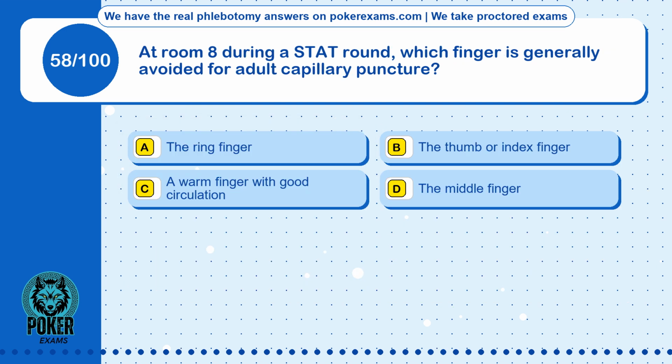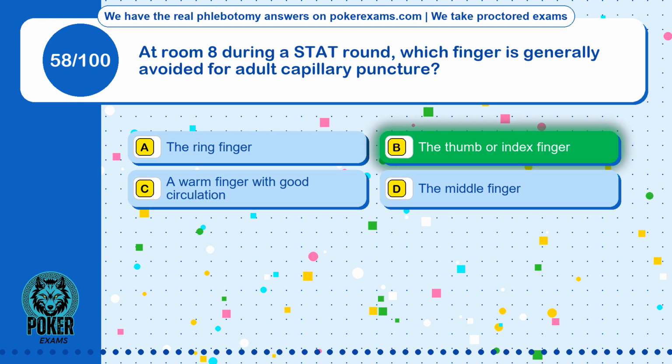Question 58. At room 8 during a stat round, which finger is generally avoided for adult capillary puncture? Option A. The ring finger. Option B. The thumb or index finger. Option C. A warm finger with good circulation. Option D. The middle finger.